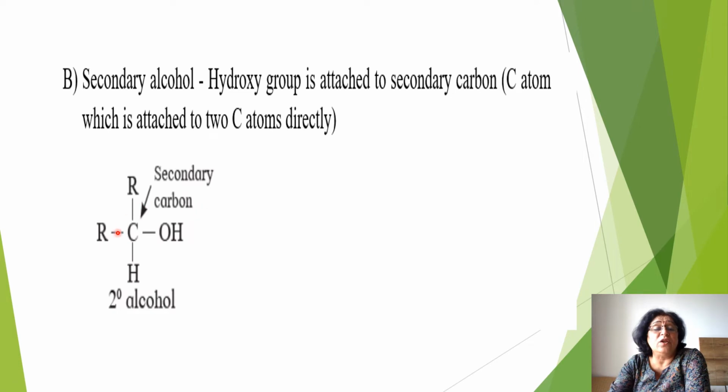Then secondary alcohol. In a secondary alcohol, the OH group is attached to the secondary carbon. That means OH is attached to the carbon which is attached to two alkyl groups and one H. So here the OH group is attached to the secondary carbon, the carbon which is directly attached to two carbon atoms, two alkyl chains. So they are called secondary alcohols.